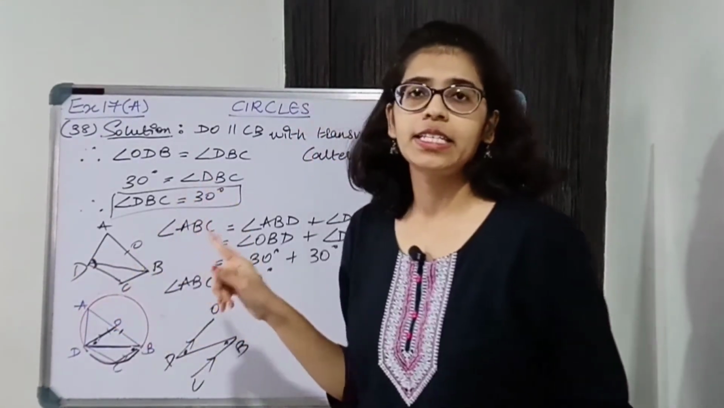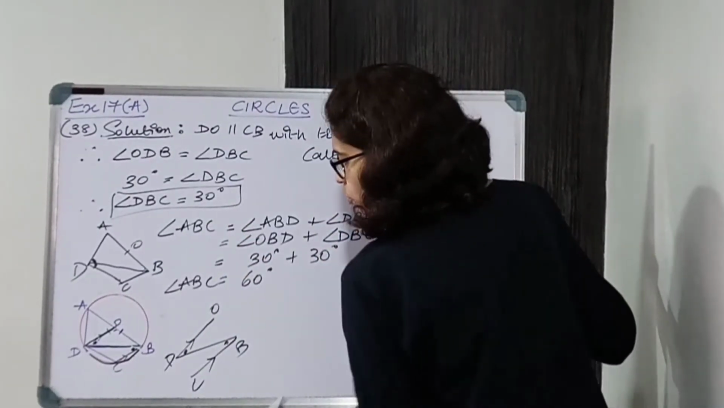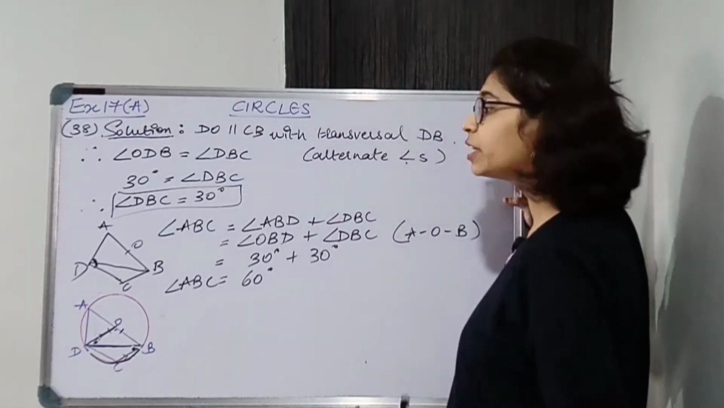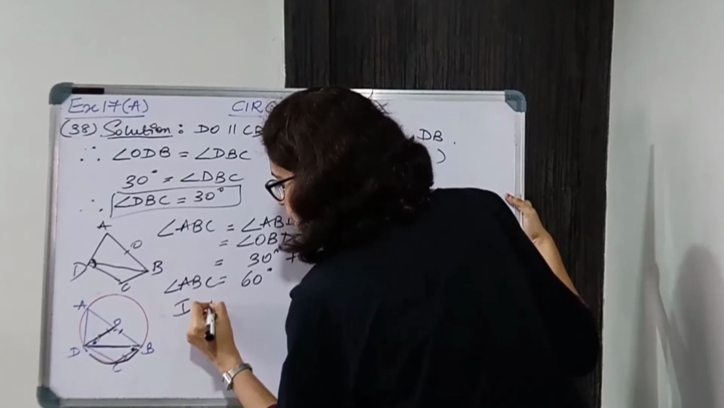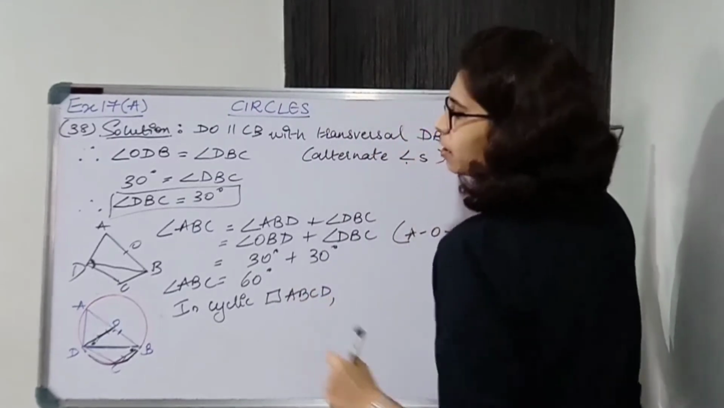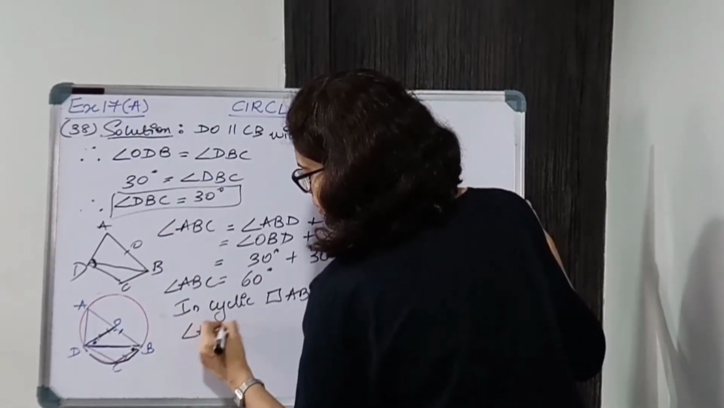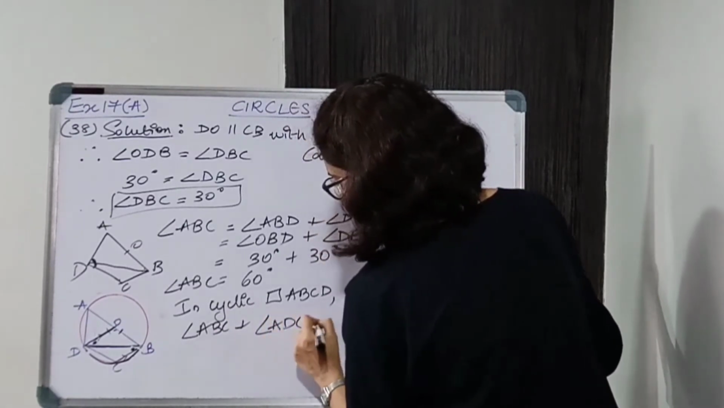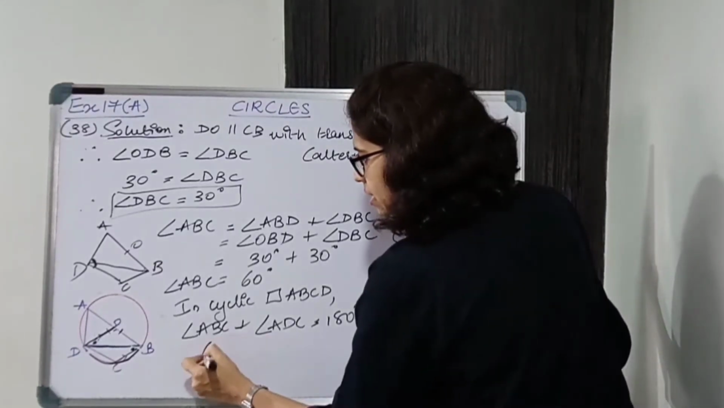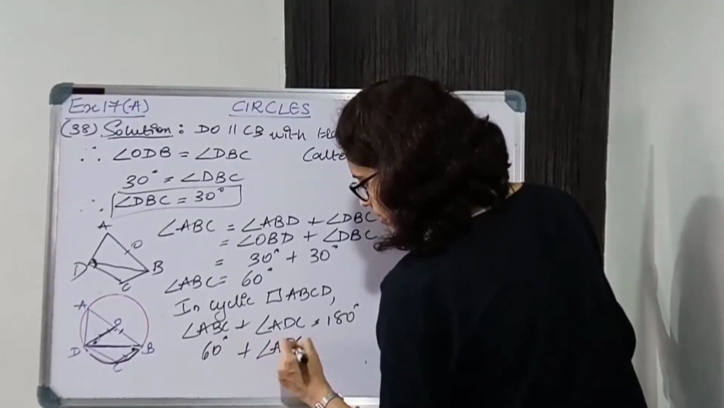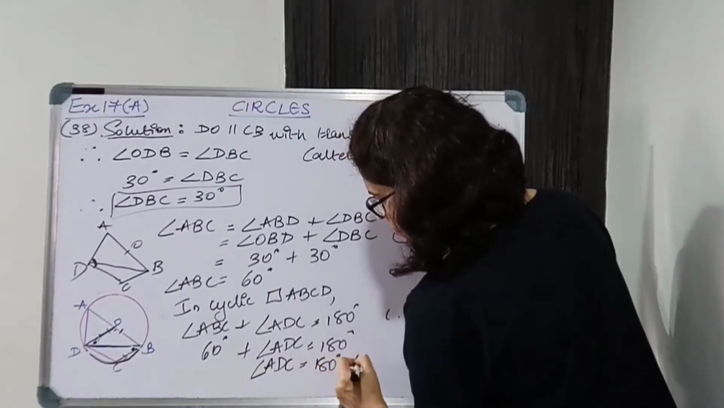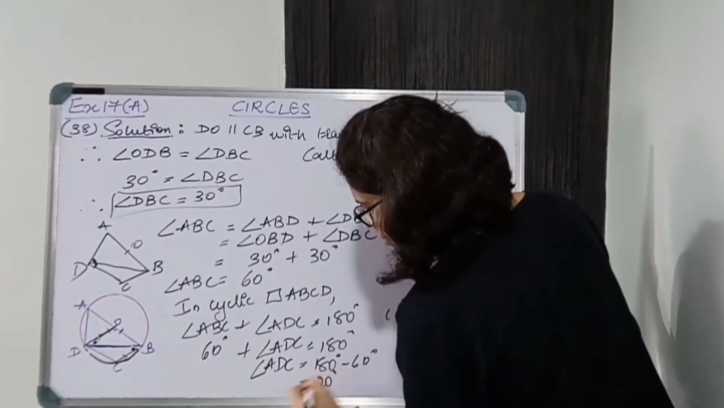Now I can find angle ADC using quadrilateral का property. So we'll consider quadrilateral ABCD. We have already proved that it is cyclic quadrilateral, so we don't need to prove it again. So in cyclic quadrilateral ABCD, angle ABC plus angle ADC is equal to 180 degrees. Opposite angles of cyclic quadrilateral are supplementary. ABC is 60 degrees. So angle ADC is 180 minus 60, so it is 120 degrees.